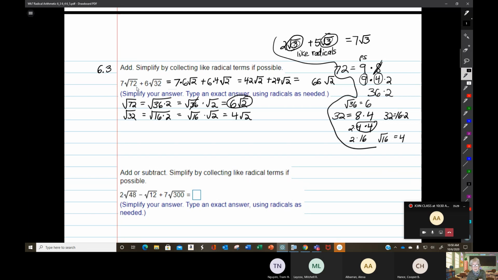So I'm going to write it bigger down here. 7 times the square root of 72 plus 6 times the square root of 32 equals 66 square roots of 2, or 66 times the square root of 2.